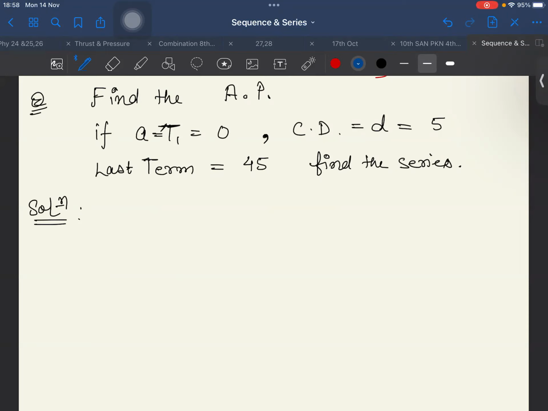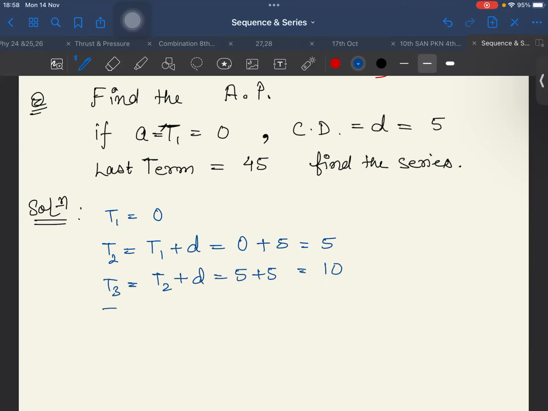0, 5, 10, 15, 20, 25. So the first term is 0, it's already given, and the common difference is 5. That means to find the second term, so this is T1. I know this is easy, but let me write it. T2 will always be equal to T1 plus D, the common difference. So T1 is 0 plus D, which is 5. So the second term will be 5. T3 will be T2 plus D. Now T2 is 5 plus 5, so this will be 10. T4 you can get in a similar manner.